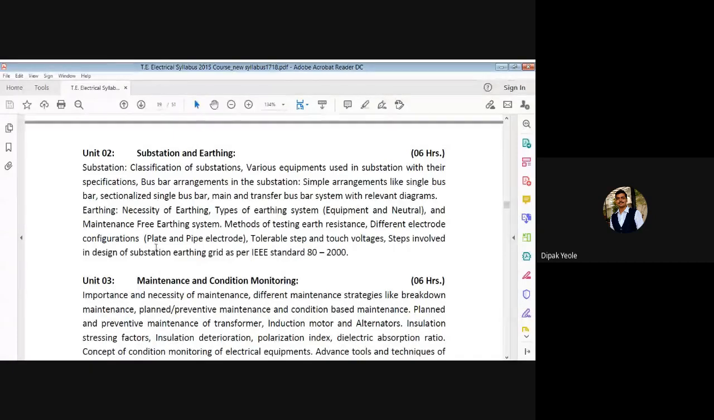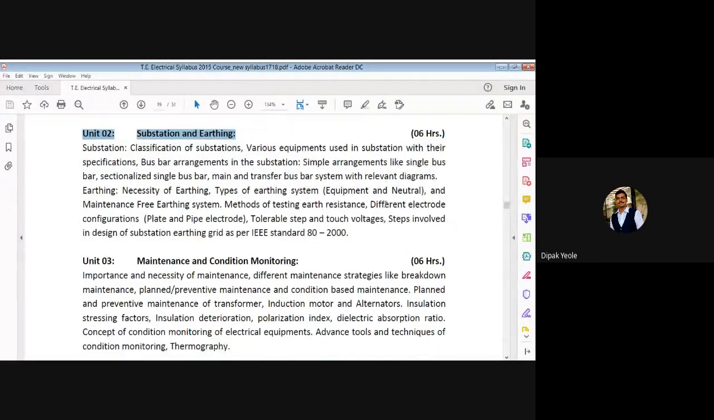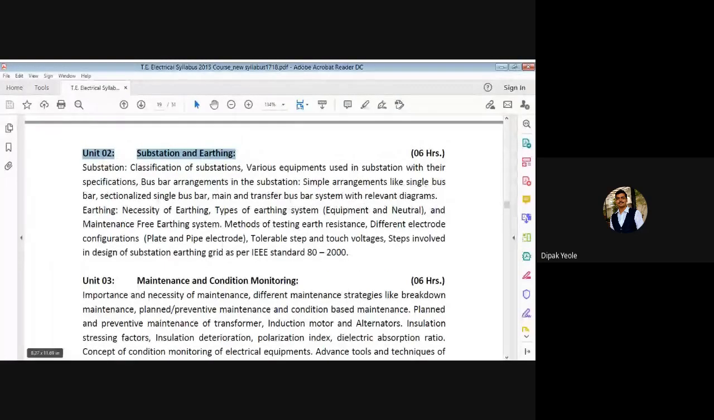Today we are interested in the revision of unit number 2, that is the substation and earthing. In the previous class, we discussed unit number 1, distribution system. We are taking the revision so that whenever your exam is there, there will be no trouble for you to write that particular exam.